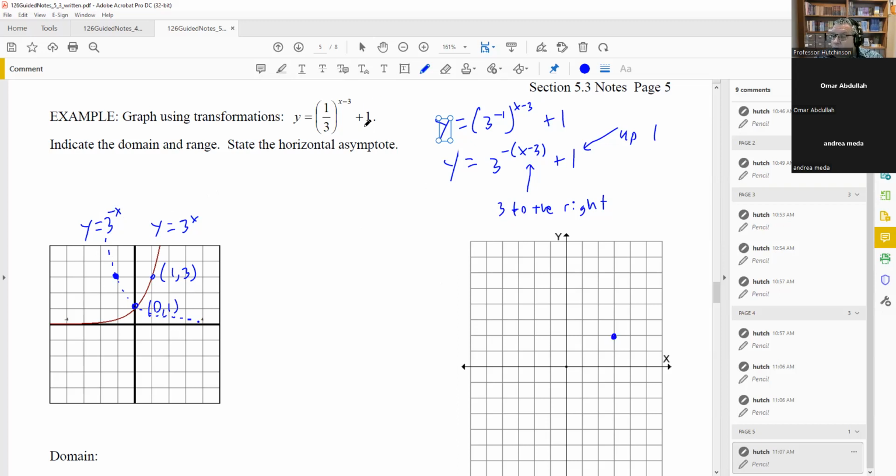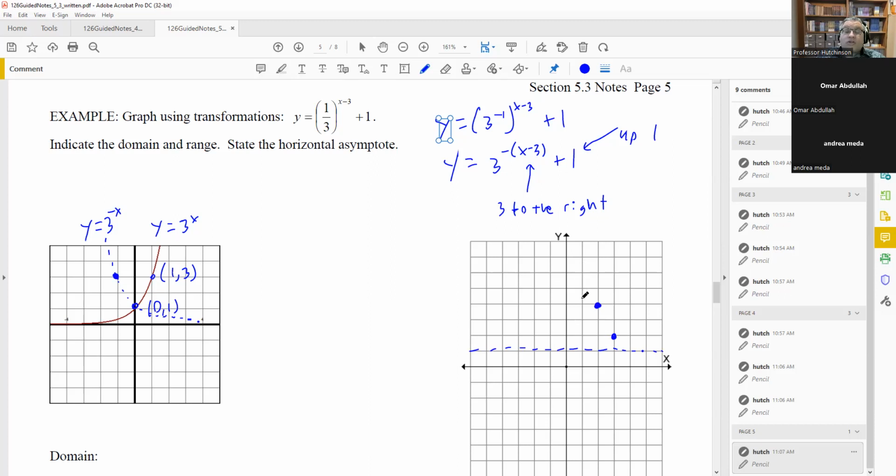By the way, we can also put in the +1 as our horizontal asymptote. It was at 0, but the graph gets moved up by 1, so the horizontal asymptote moves up as well. Okay, so we have a dotted line there. We have this point. This dot right here is going to move 3 places to the right and up 1. So 3 places to the right, 1, 2, 3. Up 1 means we're going to be at (2, 4). So (2, 4) is here.